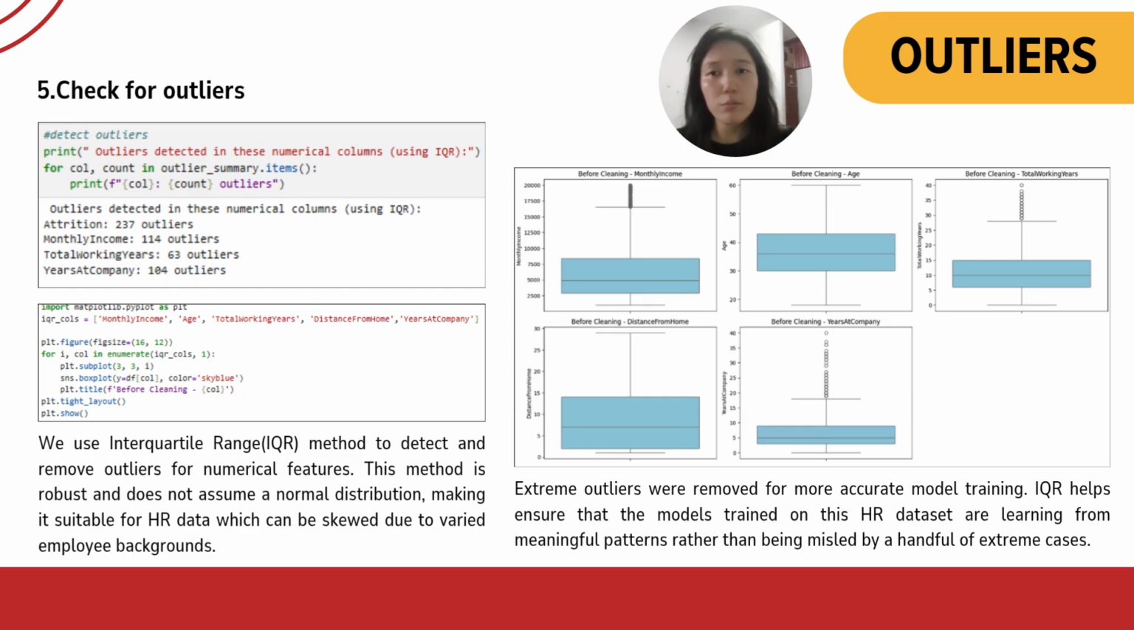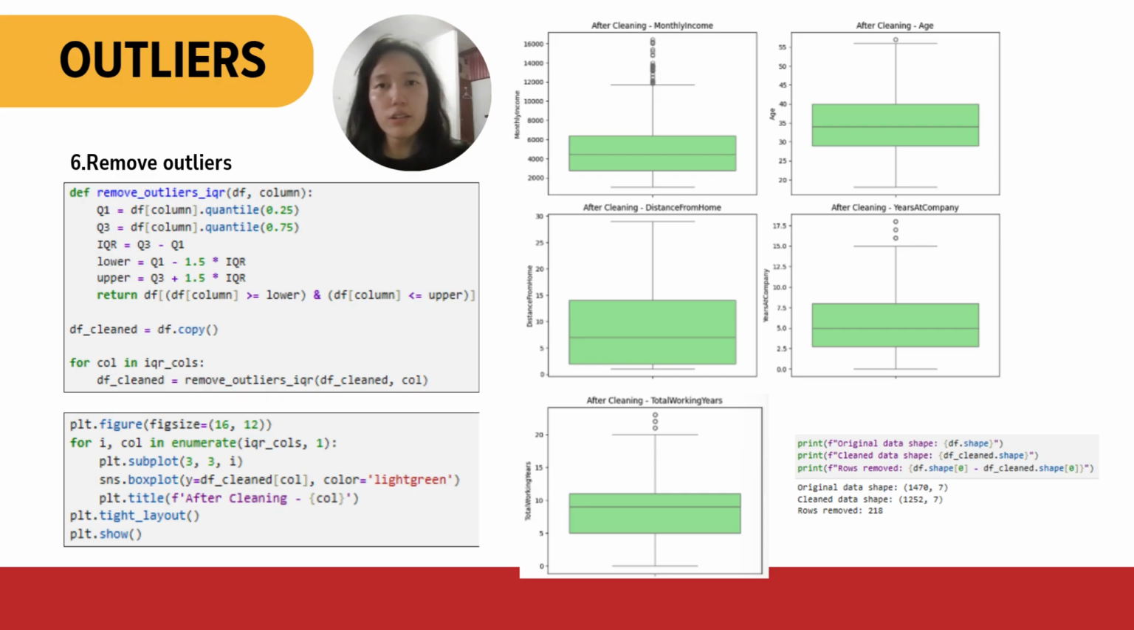Removing outliers is important for us to have more accurate model training afterwards. After the outlier removal, the result is shown as the green box plot graph here. The extreme values decrease and become fewer, and we also print out the original dataset. After cleaning the dataset, there is a decrease in the number of rows here, showing that some outliers were removed.